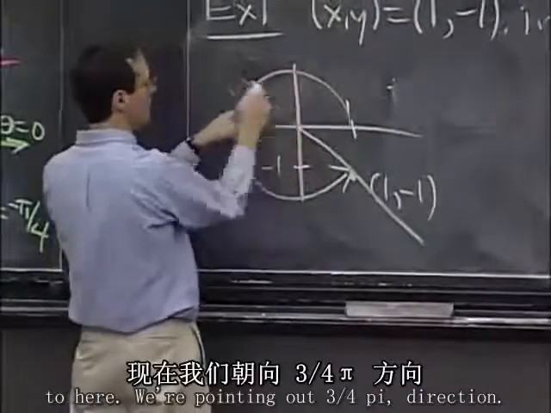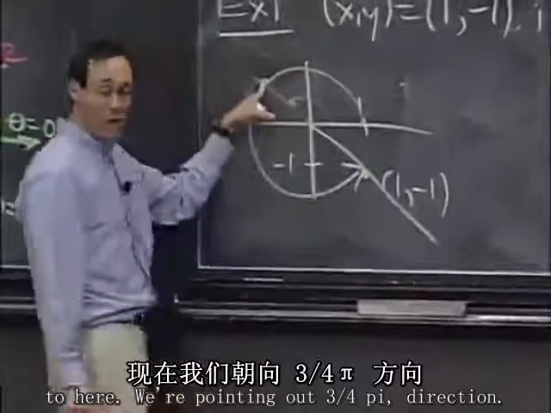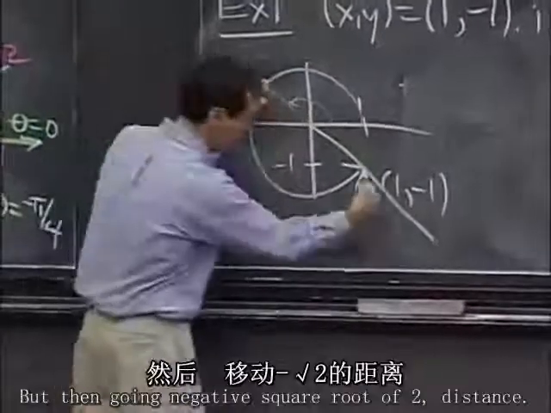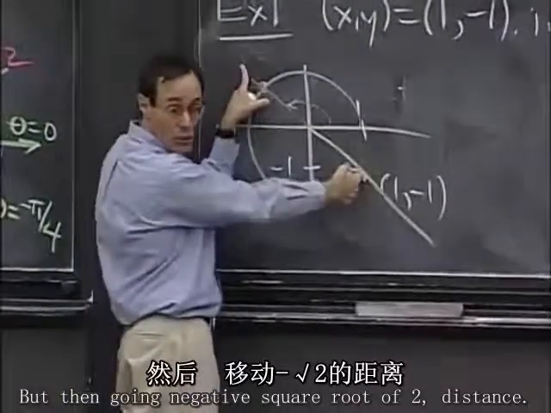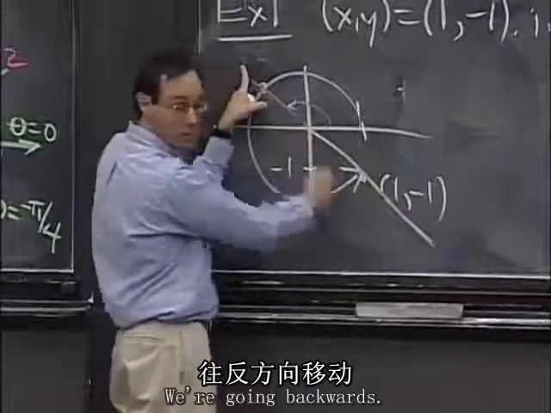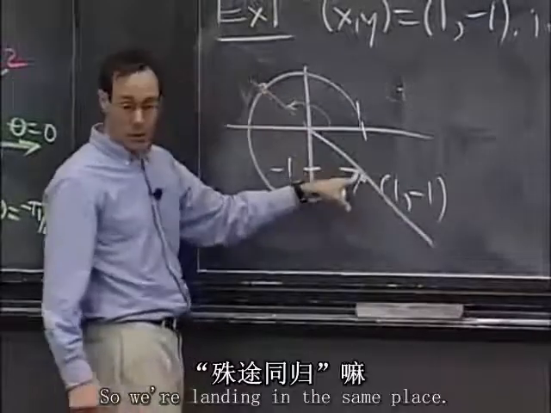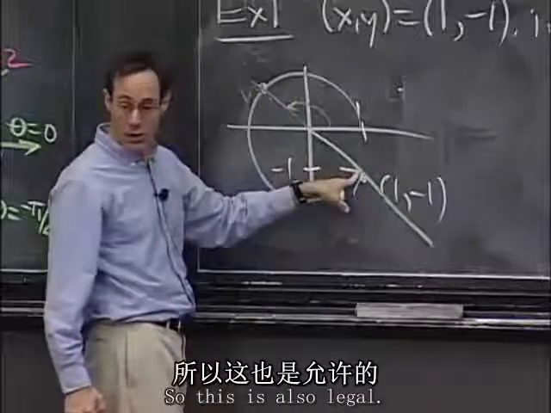We're pointing out in the 3/4 pi direction, but then going a negative square root of 2 distance. We're going backwards, so we're landing in the same place. So this is also legal.